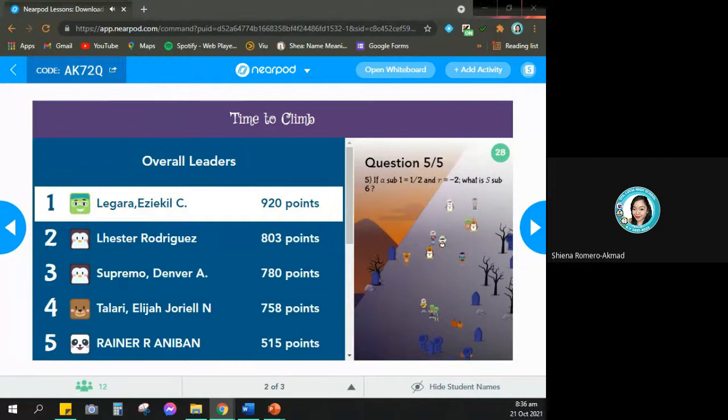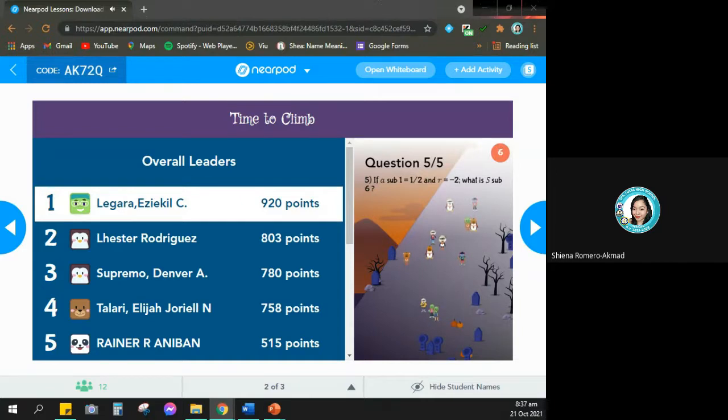So sa mga nasa FB Live, kung nasa FB Live kayo, i-type nyo yung points ng leading. Sino ba leading? Ngayon ang leading natin ay si Ligara, and that is 920. Paki-type yung 920 sa comment section.